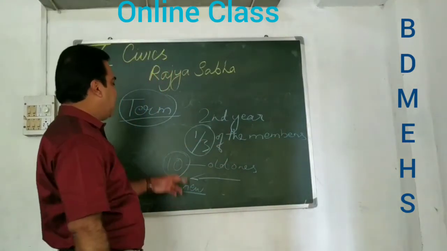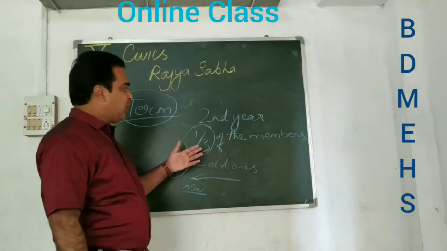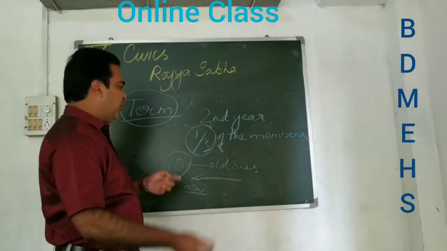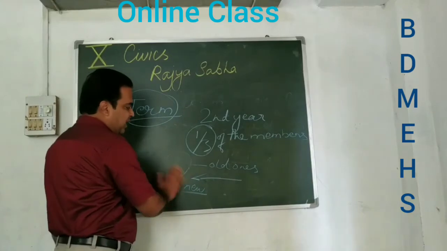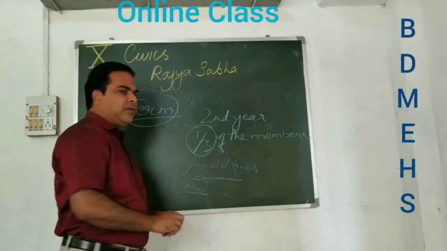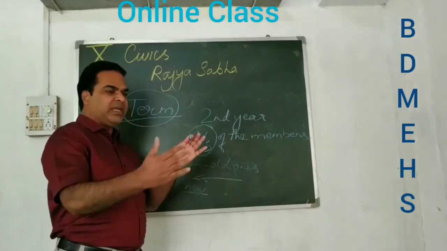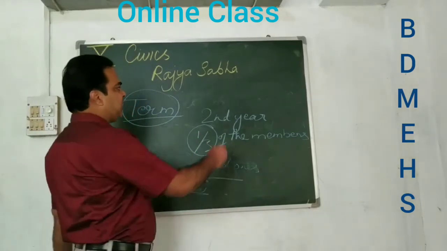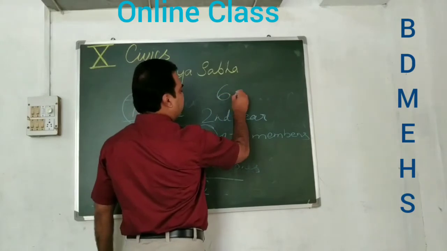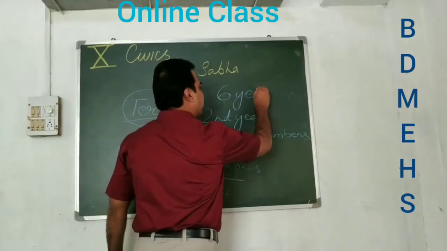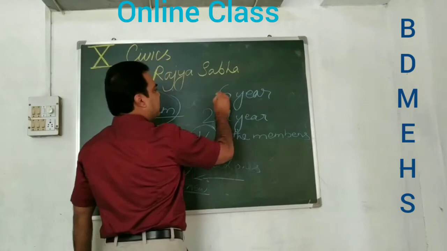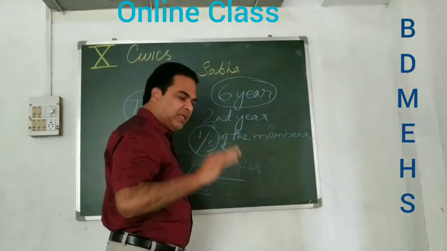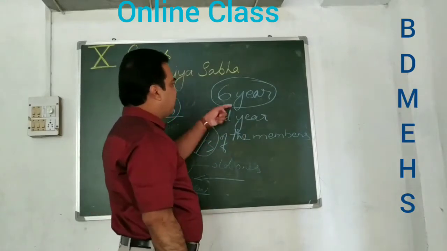So once again, Rajya Sabha has no term. Every second year, 1/3 of the members retire and new members come in. So this is the example I have given you all. But on what basis can we say every second year the members retire? After the completion of 6 years, the member has a term of how many years? 6 years. What is the term of the member of Rajya Sabha? 6 years. Each and every member of Rajya Sabha has a term of 6 years.